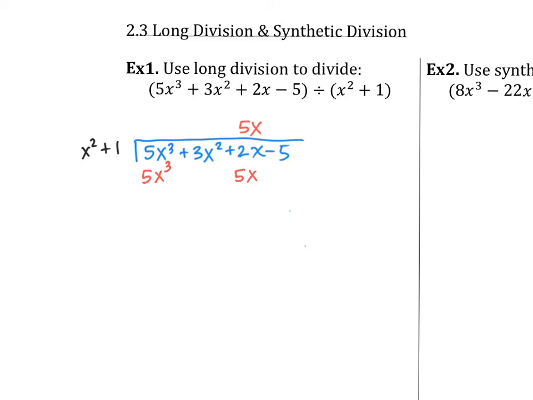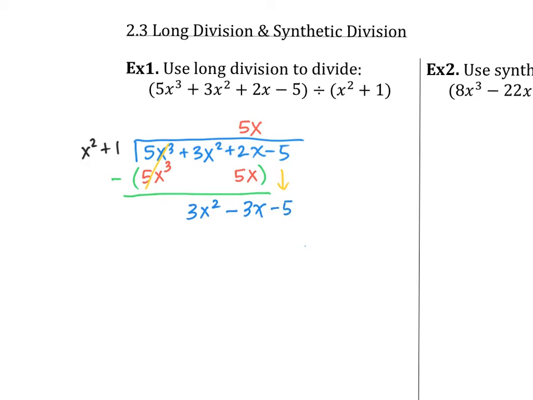The one thing about long division is you need to remember that you subtract as you go down. How you denote that is up to you, but you just need to remember that you are subtracting. So 5x to the third minus 5x to the third is nothing. 3x to the second minus nothing is 3x to the second. And then 2x minus 5x is minus 3x. And I'm going to go ahead and bring down that minus 5 at the end.